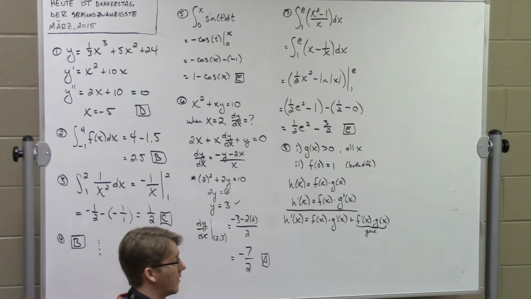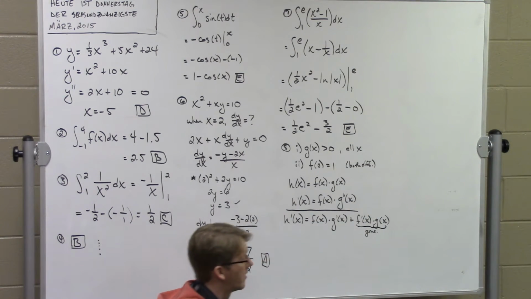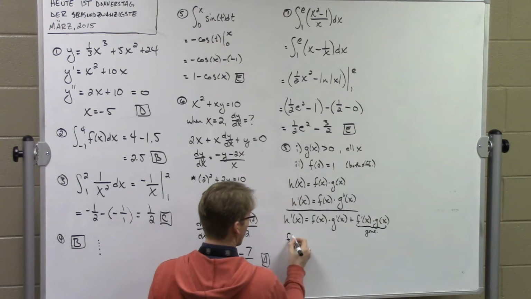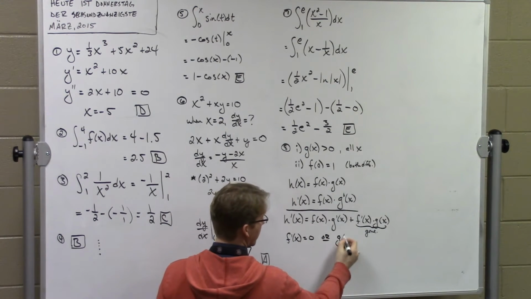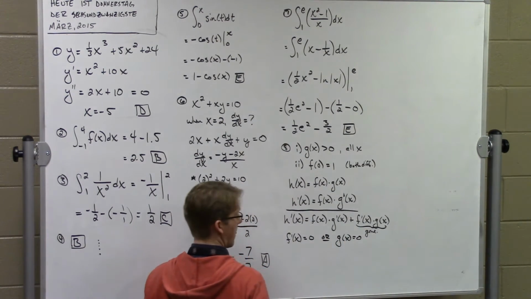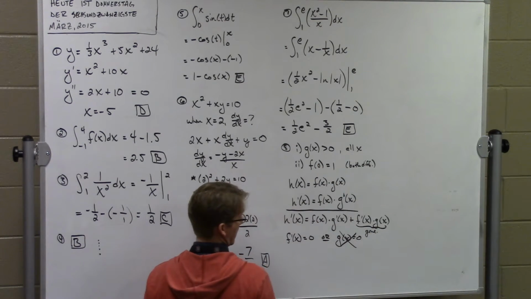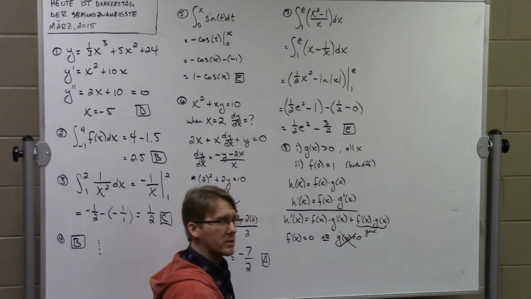F of 0 equals 1. Don't look up here. Tell me what has to happen right here in order for this to be 0. One of them has to be 0. All right, so either f prime of x equals 0 or g of x equals 0. Do that one first. When does g of x equal 0? It doesn't, because it's greater than 0. Okay, now, f prime equals 0.